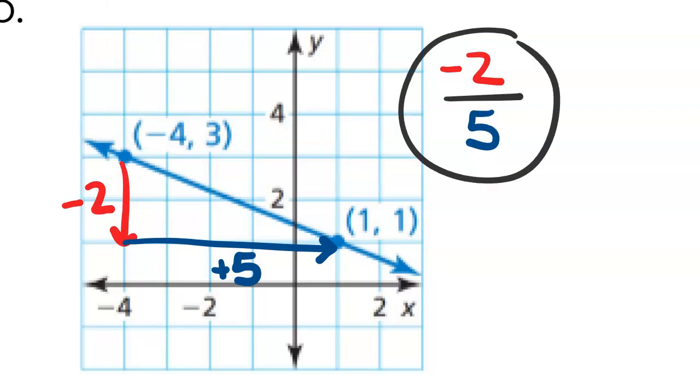And one thing I'd always suggest doing is take a minute to say, okay, does it make sense that this is a negative slope, negative 2/5? Well, our graph is looking like it's going downhill. It goes down from left to right. So yes, it should be negative.